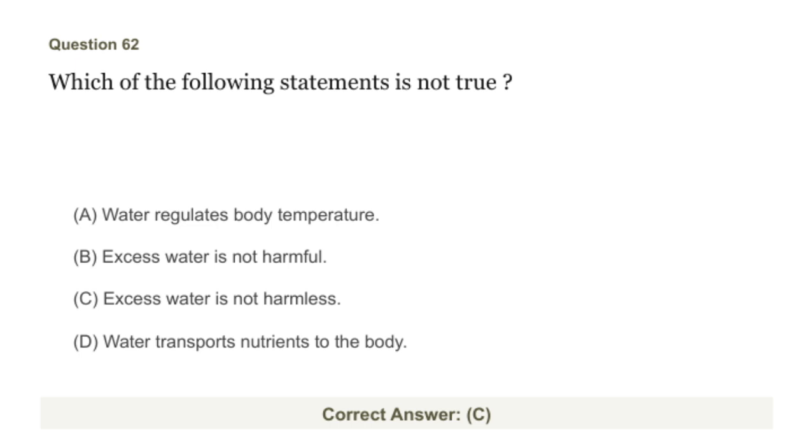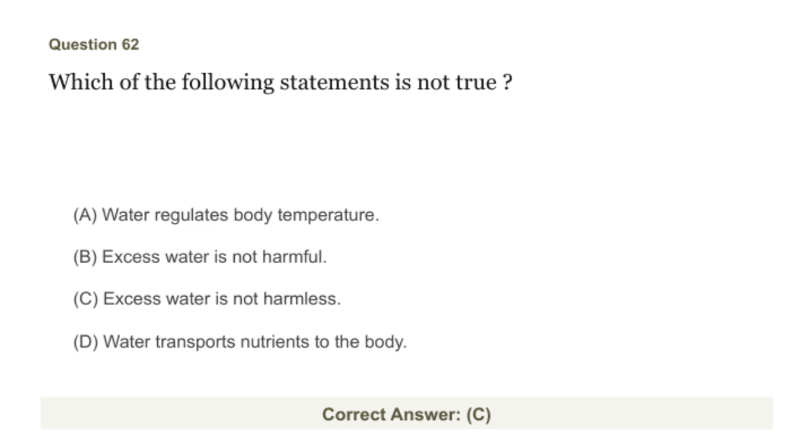On the other hand, statement A says water regulates body temperature, which is absolutely true, especially through sweating. And statement D mentions that water transports nutrients to the body, which is also correct.